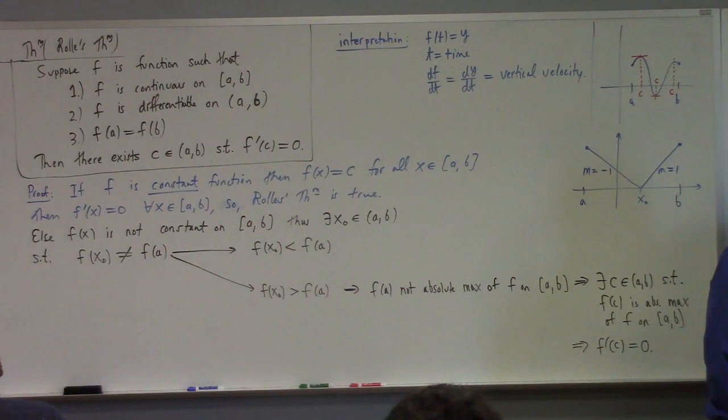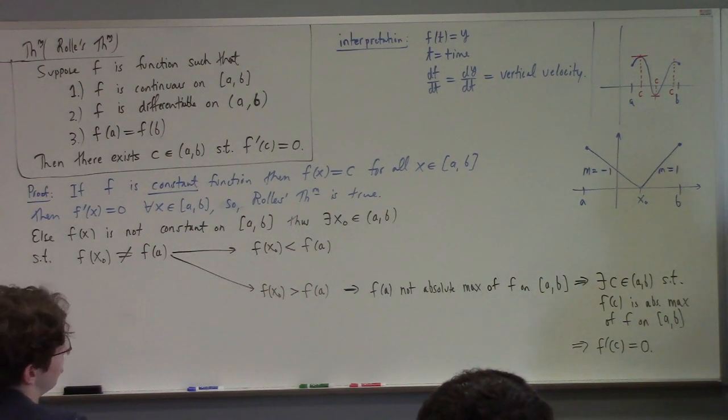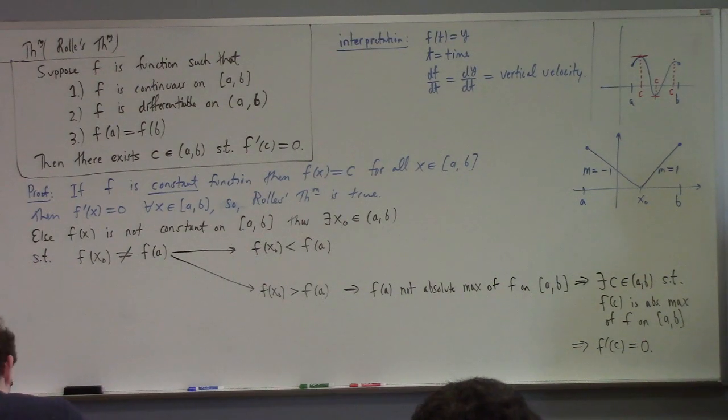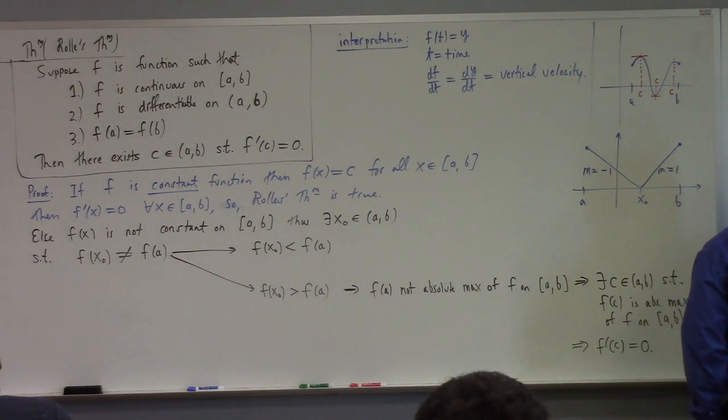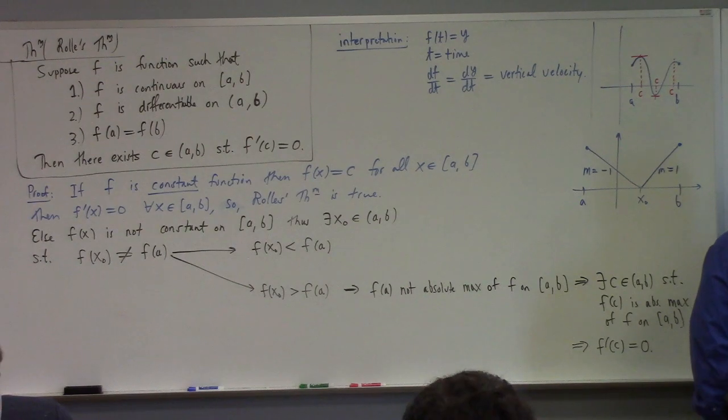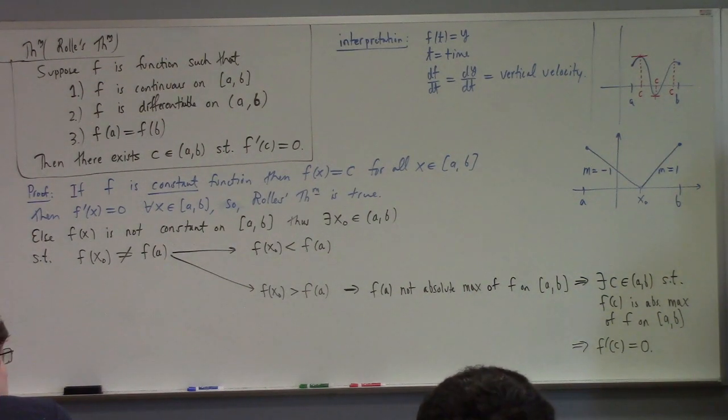Then there exists c in the open interval from a to b such that f of b minus f of a over b minus a is equal to f prime of c, aka f of b minus f of a is equal to f prime of c times b minus a. If you prefer, you could write it that way. This is the mean value theorem.